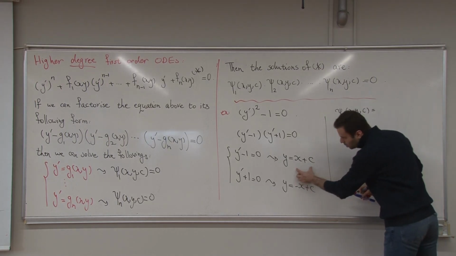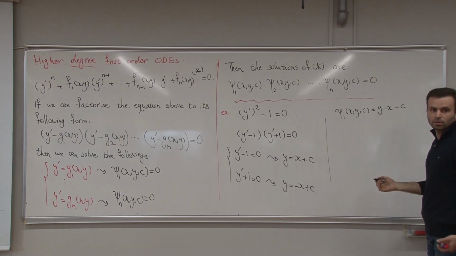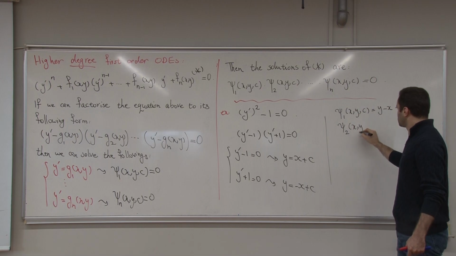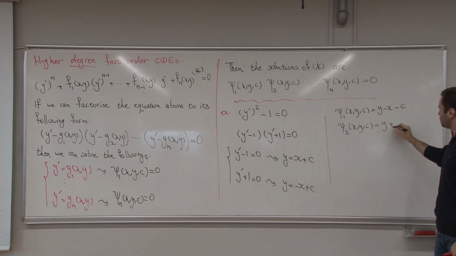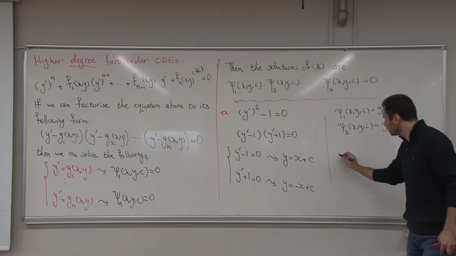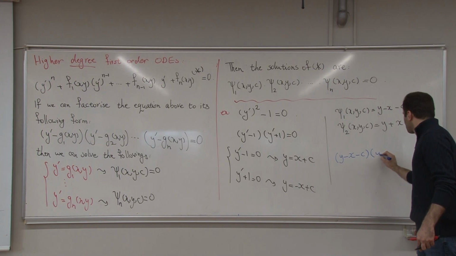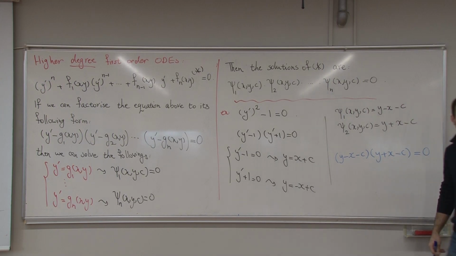We need to just take all of these to the left hand side, right? So it is going to be y minus x minus c. Okay? What is my psi 2 of x, y, c? It is again y plus x minus c. So my general solutions are going to be what? y minus x minus c, y plus x minus c equal to 0. Okay?